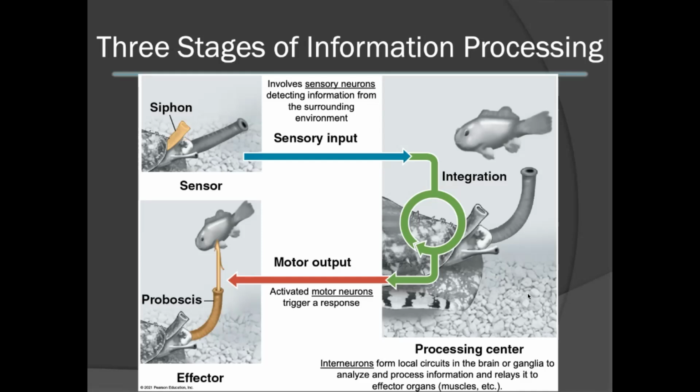The motor output stage of information processing involves when the motor neurons are activated. These will then be stimulated to cause a response in the animal.